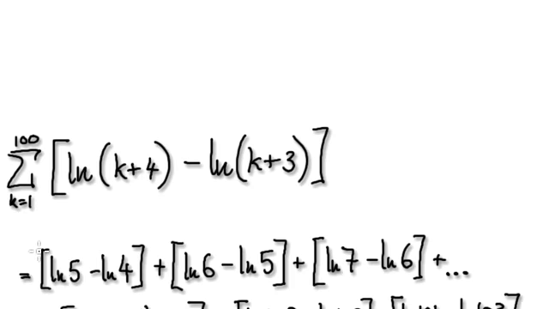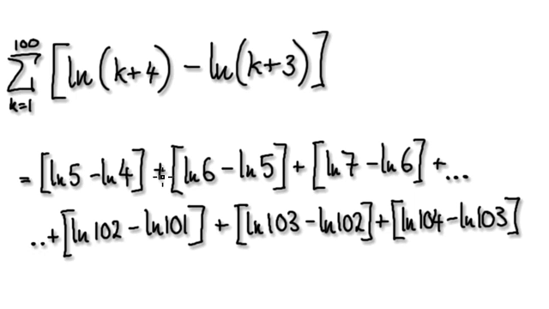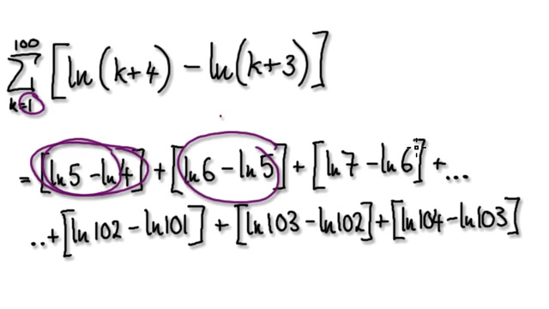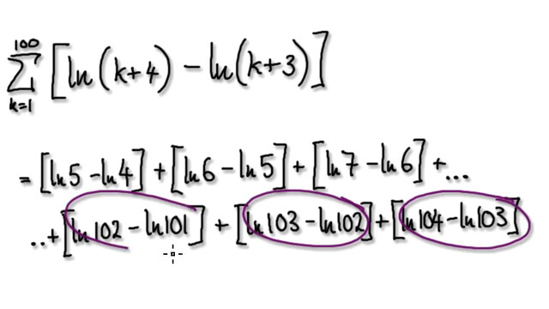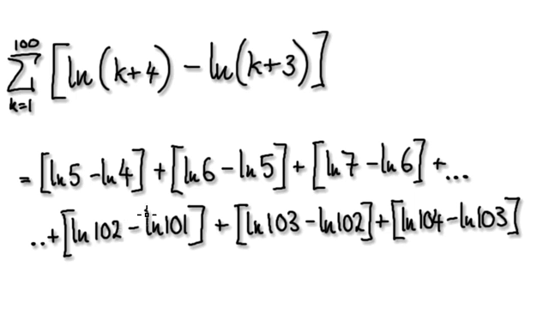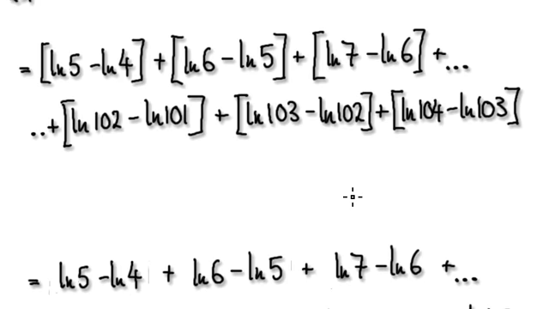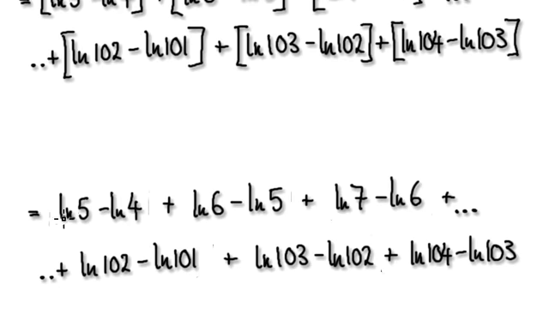Okay, so to do this here, write the first 3 terms. When k equals 1, it will give you this. When k equals 2, it will give you this. When k equals 3, it will give you this. And when k equals 100, it will give you this. When k equals 99, when k equals 98, it will give you this. Here you've got a plus, bracket here, bracket here. Because it's a plus, you can pretty much remove all the brackets. So that will take you to here.